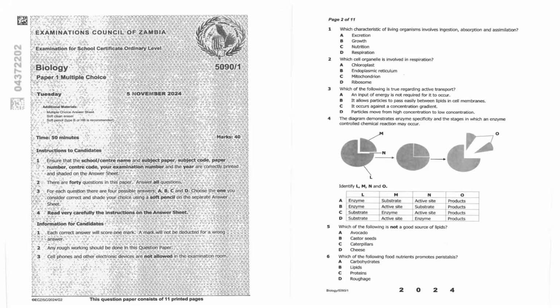Okay, so let us look at the 2024 paper now. The first question was, which characteristic of living organisms involves ingestion, absorption, and assimilation? So this is nutrition. Which cell organelle is involved in respiration? The mitochondria. That is where energy is produced.